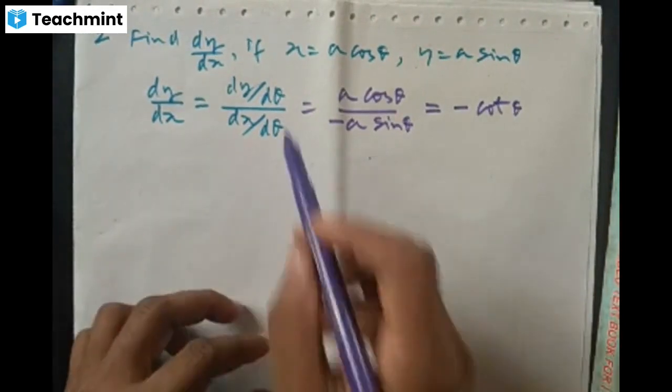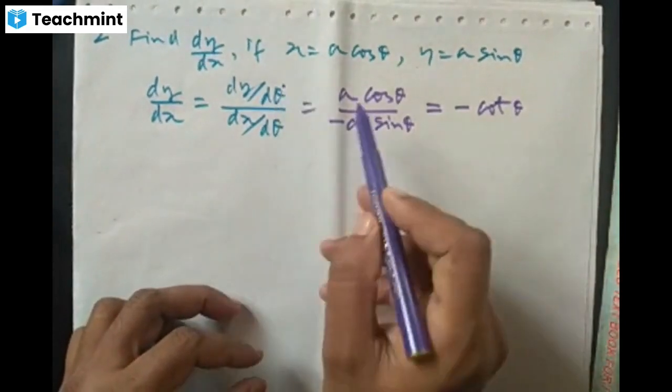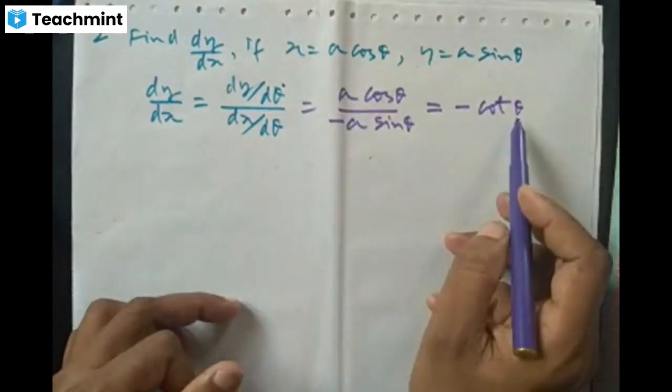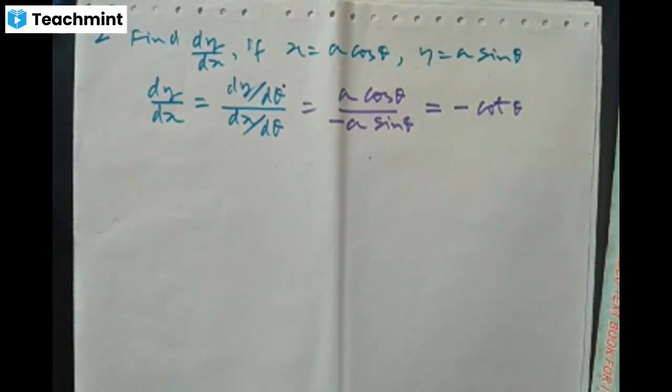For finding dy by d theta, you will get 1 mark. For finding dx by d theta, you will get 1 mark. For finding dy by dx, you will get 1 mark. So problems to find dy by dx when the functions are in parametric form carry 3 marks. You will have one problem in the final examination.